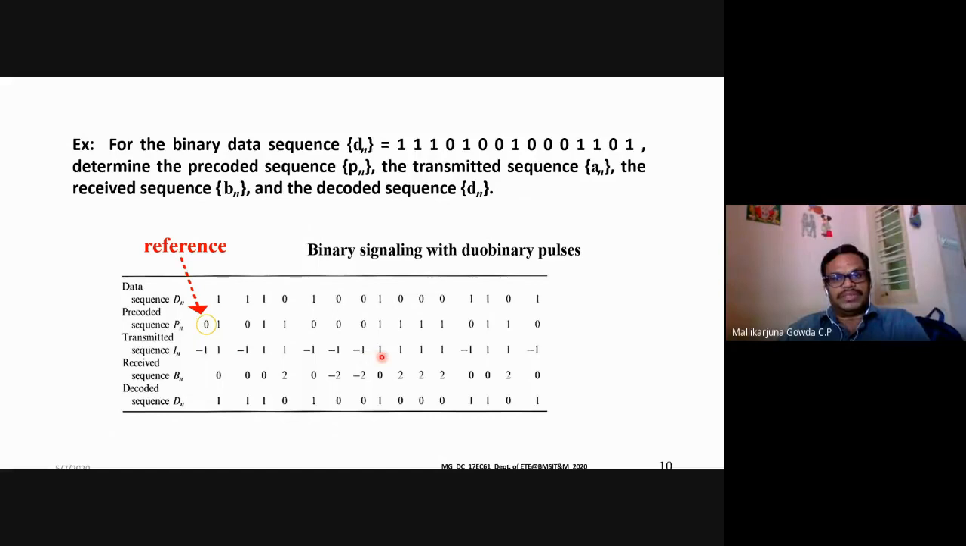Then minus 1 plus 1, it will be 0. Then 1 plus 1, again it will be 2. Then 1 plus 1, it will be 2. Then 1 plus 1, it will be 2. Then 1 plus of minus 1, that is 1 minus 1, it is 0. Then minus 1 plus 1, it will be 0. Again 1 plus 1, it will be 2. Then 1 plus of minus 1, that is nothing but 1 minus 1, it is 0, right? I hope this is clear. How do I write the received sequence?